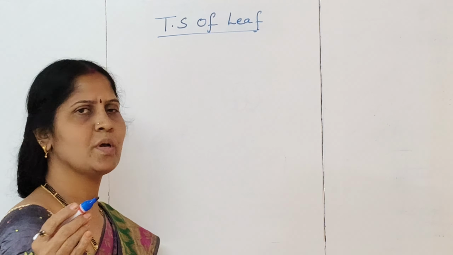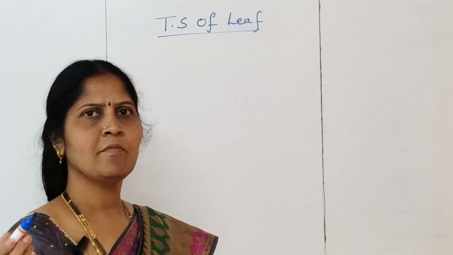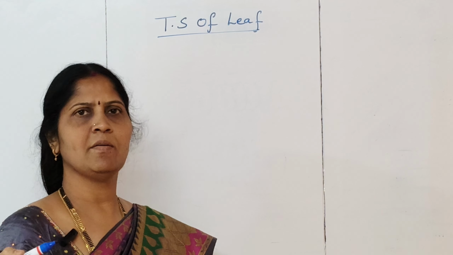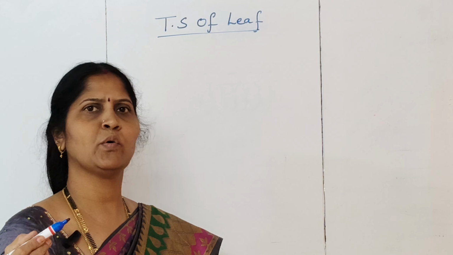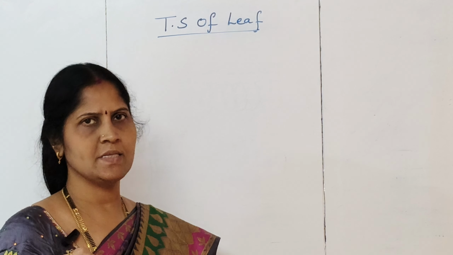So what you have to do is, whenever you draw a diagram, first learn all the labels properly. First you draw it once or twice, learn all the labels. Based on the labeling only, we can draw any diagram easily.